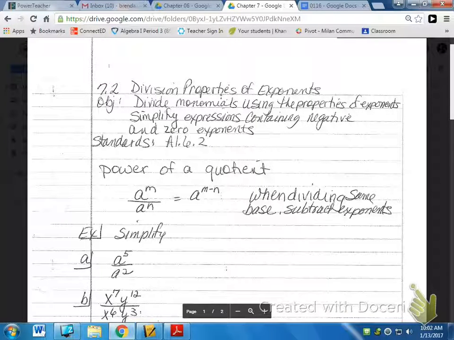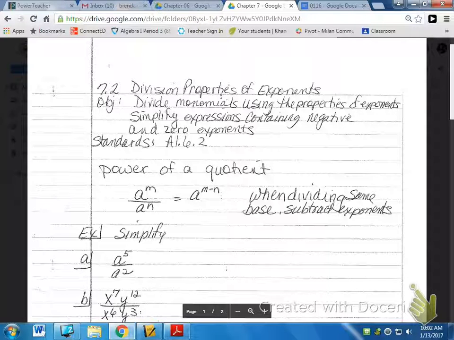Lesson 7-2, Division Properties of Exponents. The objective is to divide monomials using the properties of exponents, and also to simplify expressions containing negative and zero exponents. The standards, Algebra 1, 6.2.